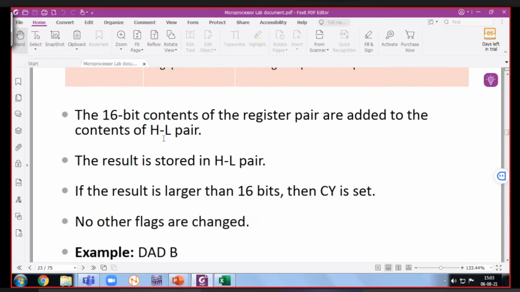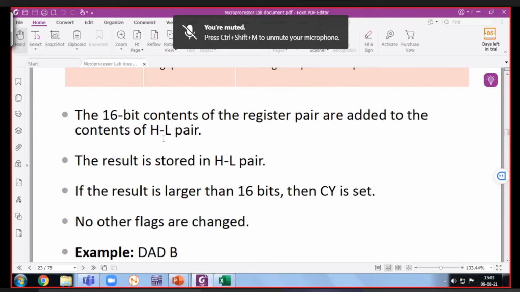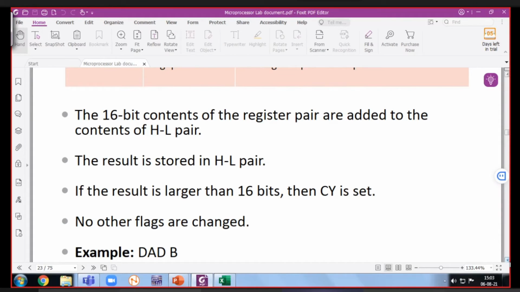Okay, if the result is more than 16 bits, then the carry flag will be set, and no other flag will change after execution of this instruction, DAD B. So depending on your application, it may be possible that you have to use this instruction also.